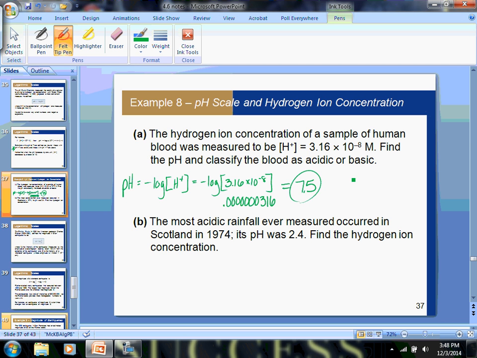And that means that it's greater than 7, so we're going to have basic, which I think is good. I don't think you want your blood to be acidic.